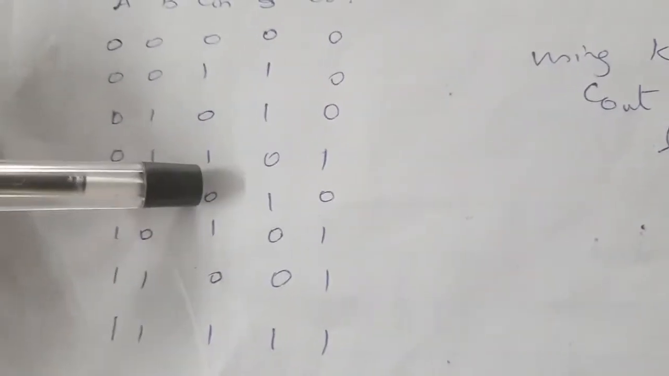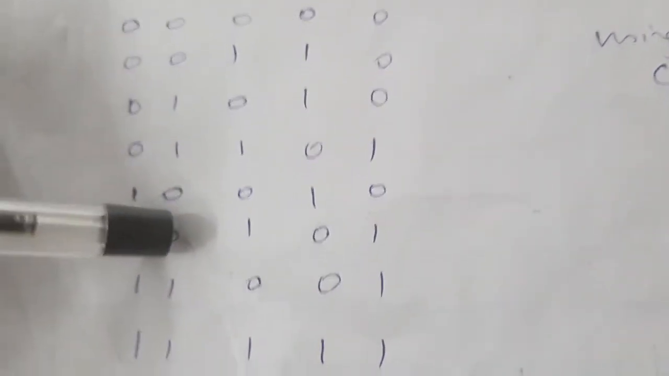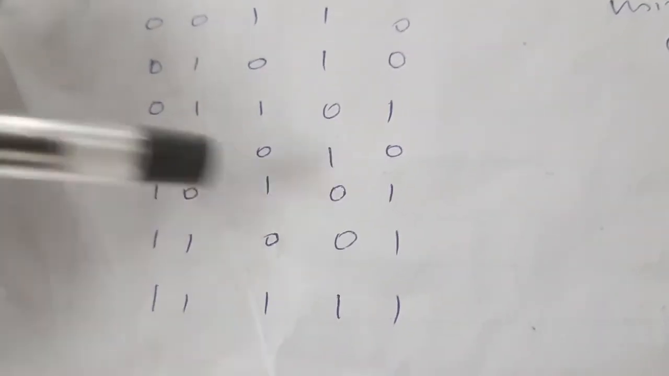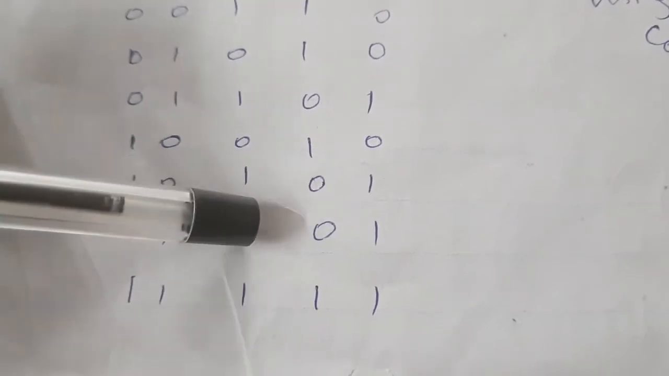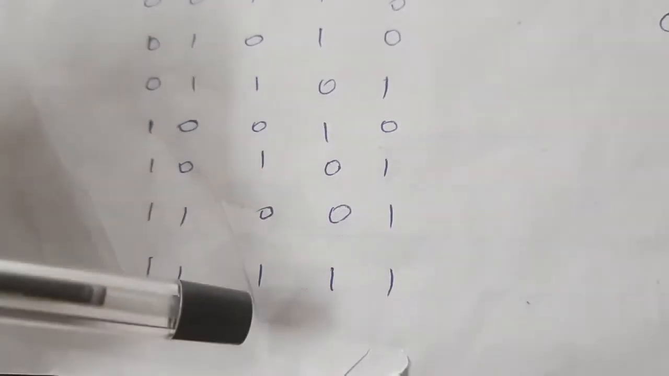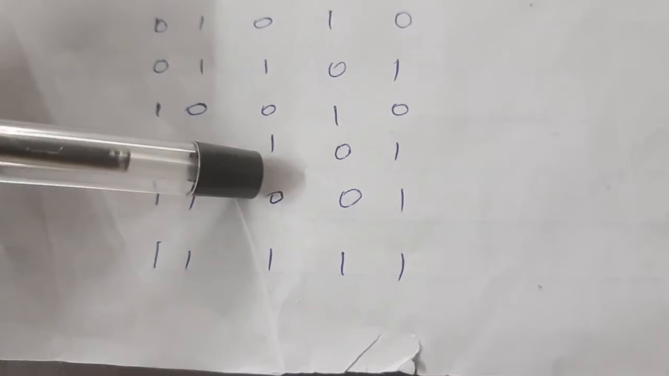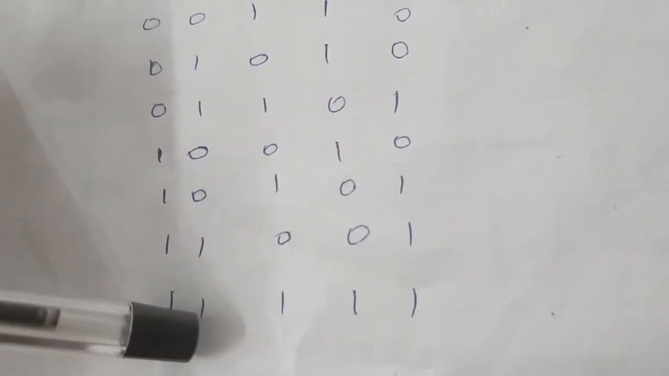Next combination 1 0, again 2 cases of your input C in, 0 and 1. 1 0 0, 1 0 1. If the input has a carry, it will add 1 plus 1, which is 1 0. So 0 and 1. Similarly, the final input is 1 1, again under the condition of carry in 0 and carry in 1. If it is 0, you will have the output 1 plus 1, 1 0: sum is 0, carry is 1. If you have 1 plus 1, 1 0, again you add 1, it is triple 1.